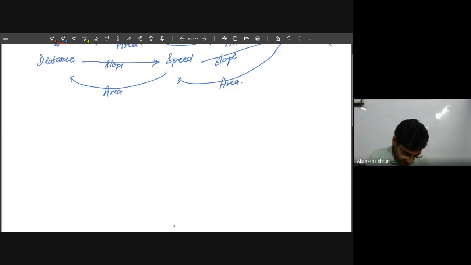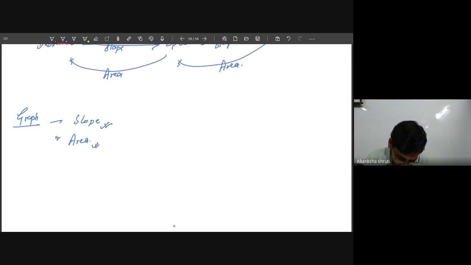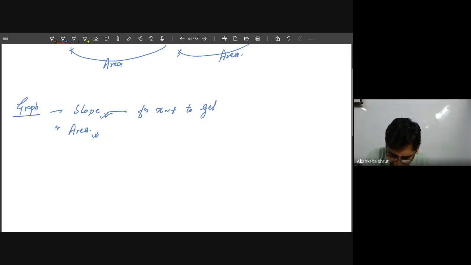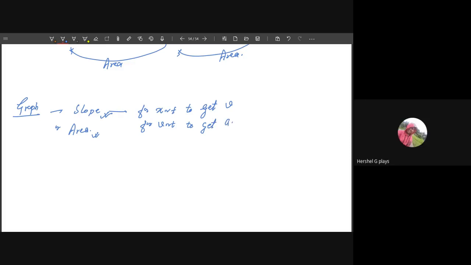So a student, you have to keep in mind if the graph is given, from this graph, you can either calculate slope or area. These two things you can calculate. Now you have to keep in mind slope. The slope is calculated for xt, we can get the velocity. For vt to get what? Vt slope gives us acceleration. So this to keep in mind.